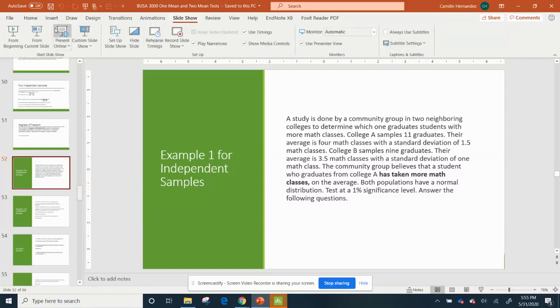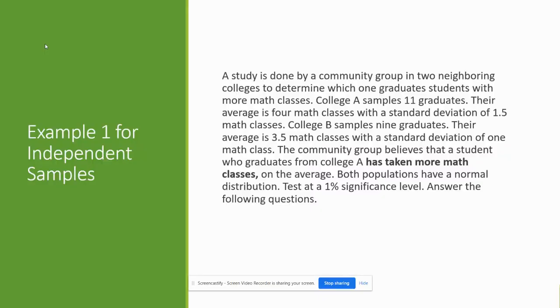All right, so let's do our first example for independent samples. A study is done by a community group in 2 neighboring colleges to determine which graduates students with more math classes. College A samples 11 graduates. Their average is 4 math courses with a standard deviation of 1.5.